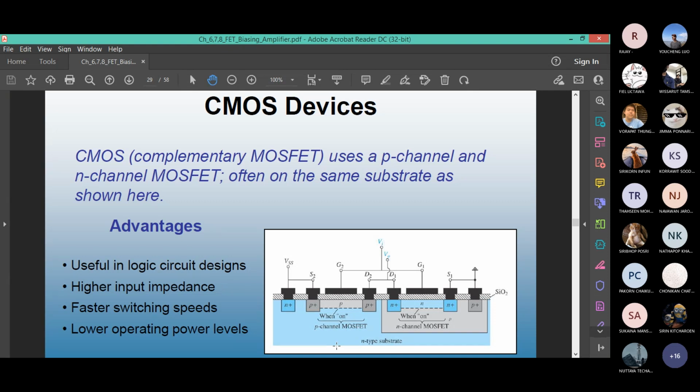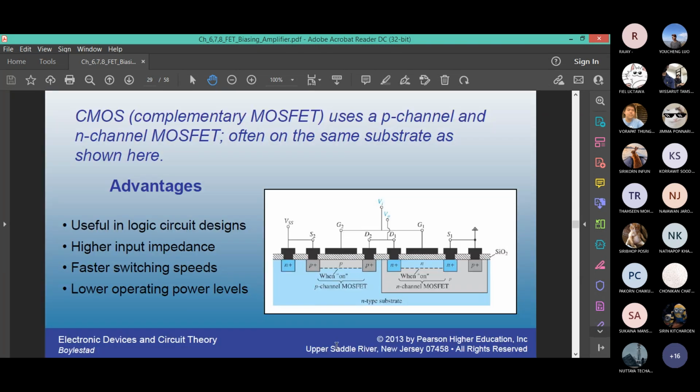Used in logic gates, logic circuit designs. For high-speed switching applications, you can use CMOS, complementary MOSFET. We did not do any problems to solve for the MOSFET. There are actually equations. You can have MOSFET problems, but since I did not teach you for this term, I will not ask you in this term.